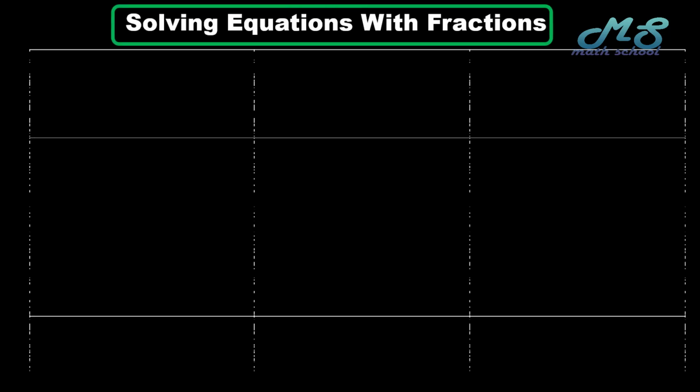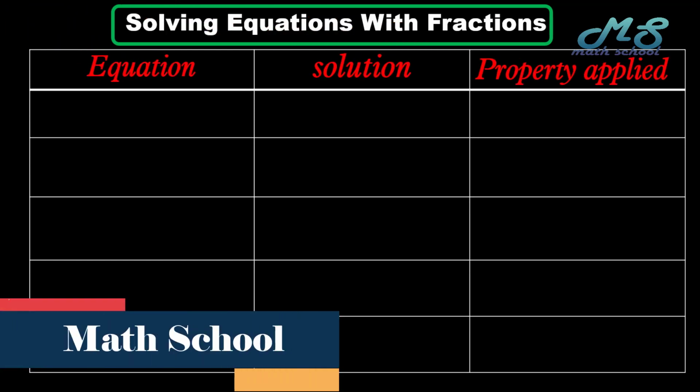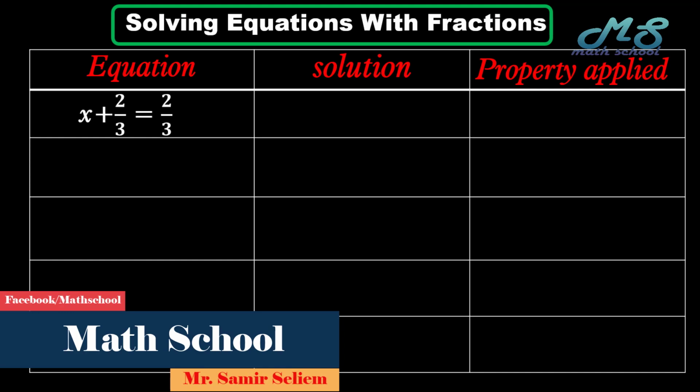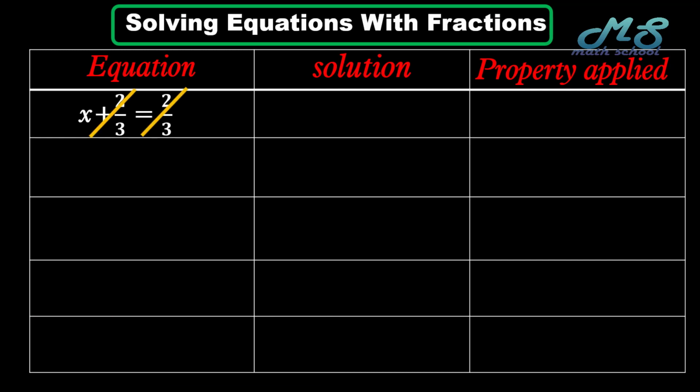This is Mr. Samir. Our lesson today is solving equations with fractions. First, we will remember the properties of equality sign. We will use it to find the value of the variable. First equation, guys, is x plus 2 over 3 equals 2 over 3. Now cancel 2 over 3 from both sides. We will get that x equals 0.